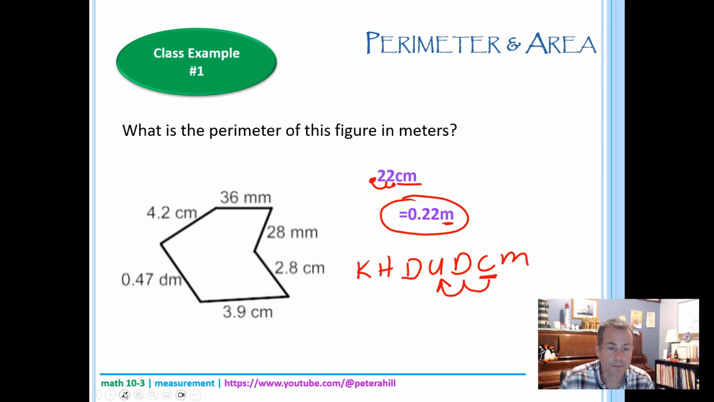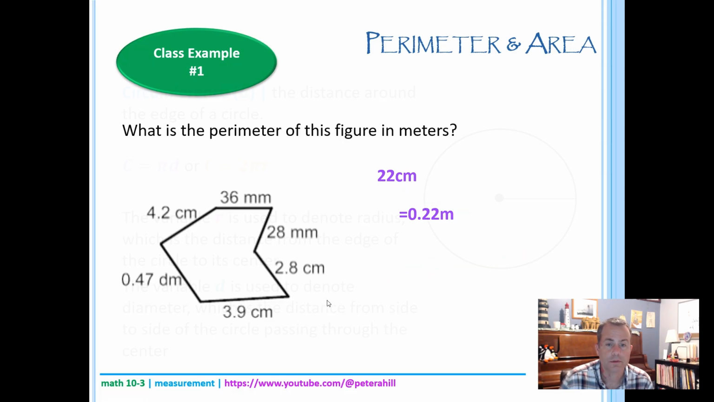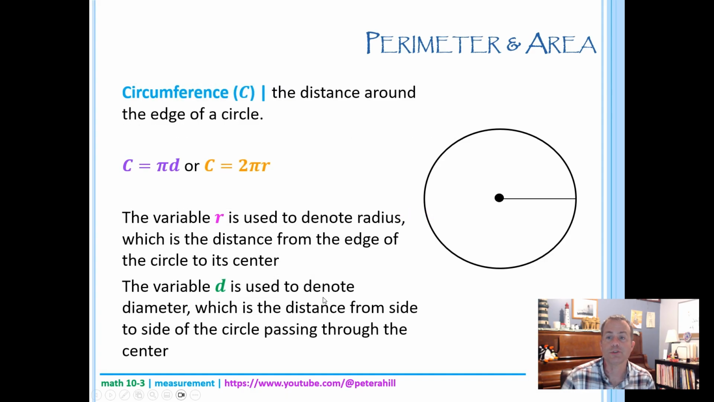Okay, let me clear the ink there. And now we're still going to talk about perimeter, but this is a special case of perimeter, and it's called circumference. Circumference is the distance around the edge of a circle. So it's like the perimeter of that outer edge of the circle.